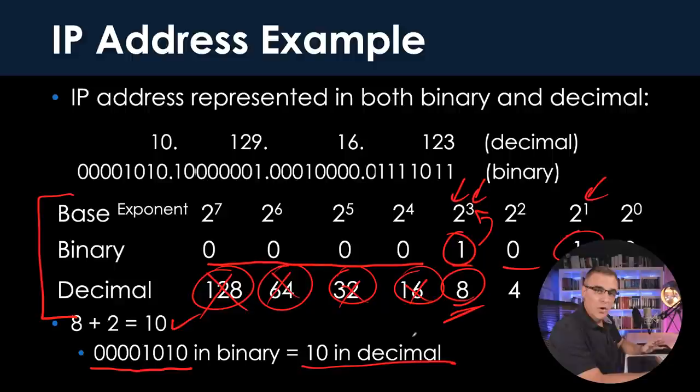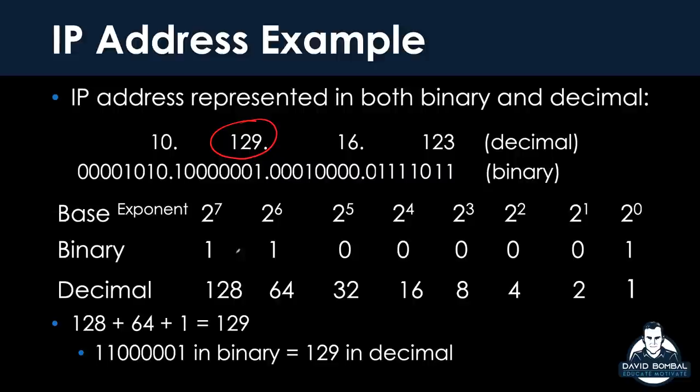I'm going to do a few more examples now, so we're going to look at 129 as an example. If you want a whole bunch of examples, have a look at those quiz questions that I have on my website, but feel free to ask questions if you're struggling or if you need me to explain this a different way. So looking at 129, 129 minus 128 gives us 1.